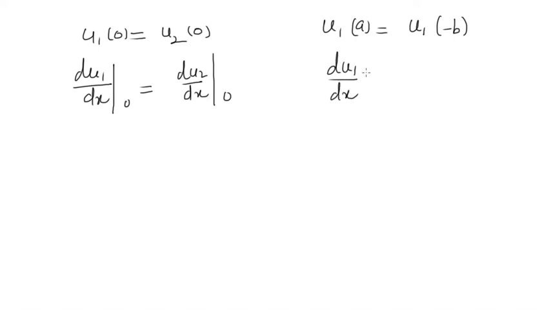du1/dx at x is equal to a is equal to du2/dx at x is equal to −b. These are my periodic wave functions conditions, and these are the wave functions and the derivatives are continuous. By applying these conditions, we will get 4 equations with constants a, b, c and d.